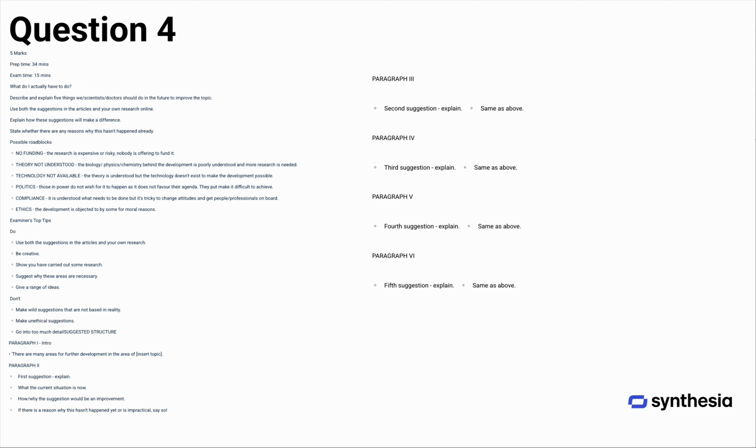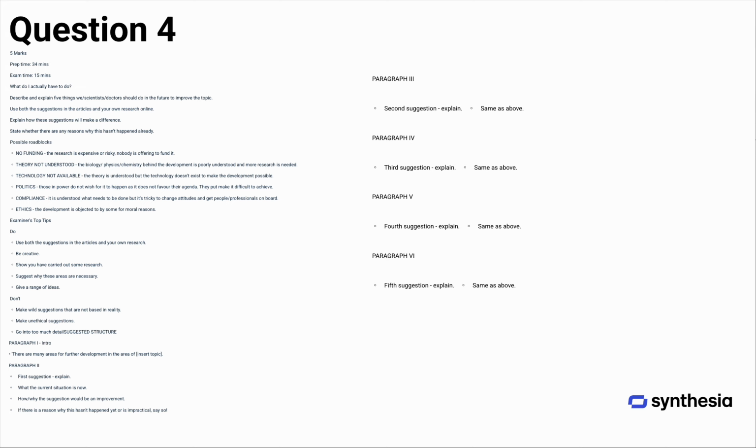Question 4, future developments. 5 marks. Prep time, 34 mins. Exam time, 15 mins. What do I actually have to do? Describe and explain 5 things scientists and doctors should do in the future to improve the topic. Use both the suggestions in the articles and your own research online. Explain how these suggestions will make a difference. State whether there are any reasons why this hasn't happened already.